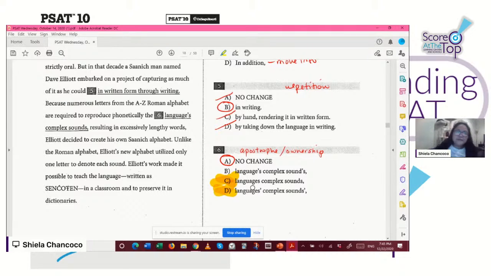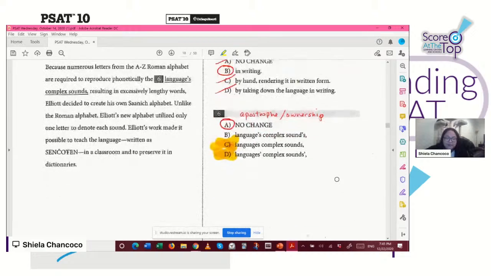Okay, now let's compare A and B. The only difference is the sounds. Is it sounds apostrophe S or S? No, like the language's complex sounds just means the complex sounds from the language, right? So that's how you should decipher these. It's actually easier than you think. A lot of people have trouble with this, but as you see and learn the difference between that, I think you'll all be great at this, because that one's pretty easy.